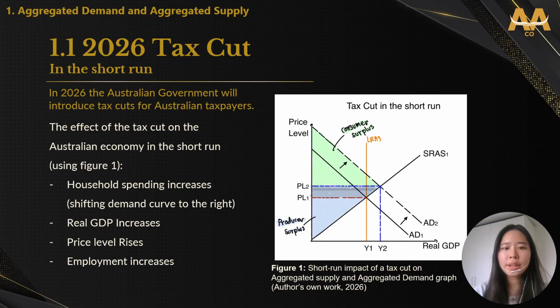So topic 1, aggregated demand and aggregated supply. In 2026, the Australian government introduced an income tax cut for all taxpayers. In the short run, as shown in Figure 1, higher disposable income increased household spending, therefore shifting the aggregated demand curve to the right, from AD1 to AD2. The result: real GDP will rise from Y1 to Y2, the price level will increase from PL1 to PL2, and employment rises as firms hire more workers to meet demand.